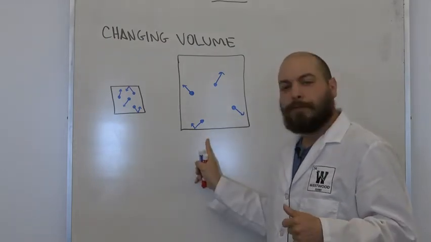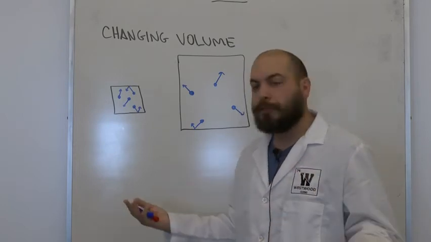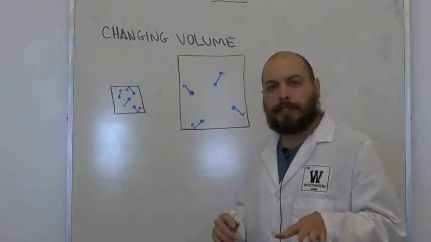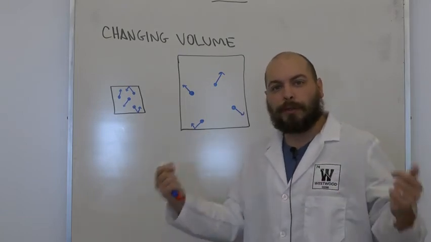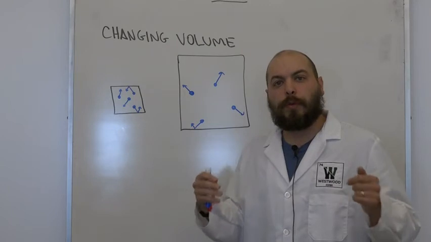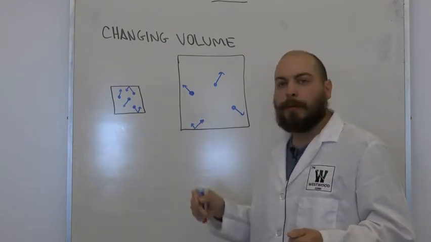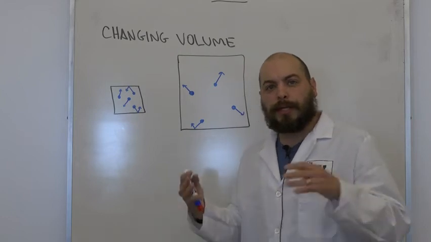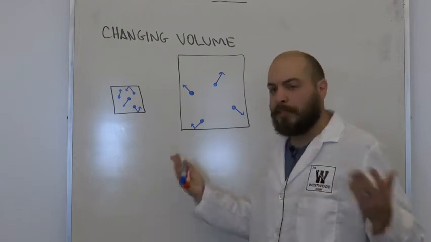And I'm going to increase the volume of the container. So let's think about what this might do to the pressure. Well, the pressure of this container is going to be predicated on the number of collisions that the molecules have with the wall and the force with which those molecules are colliding with the wall. Now, by increasing the volume, I'm not actually going to be changing the kinetic energy of the molecules directly. Right? Let's assume we have constant temperature.